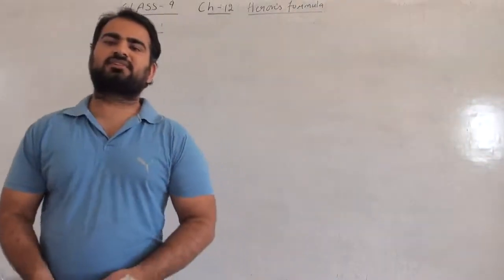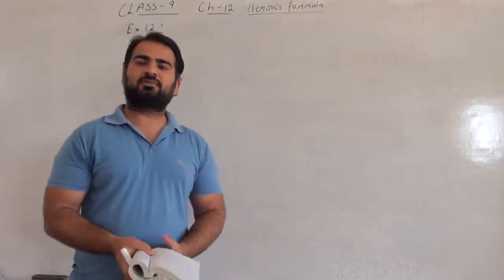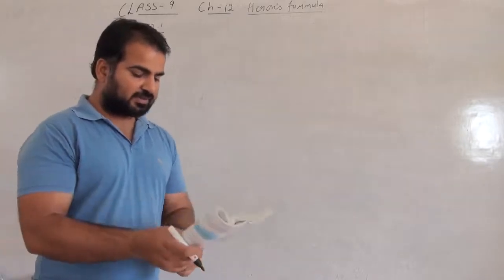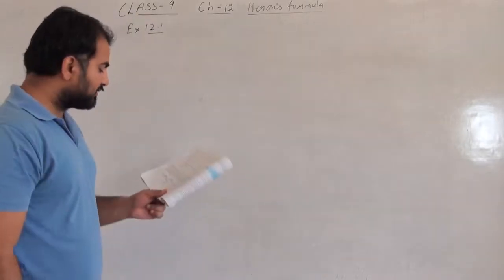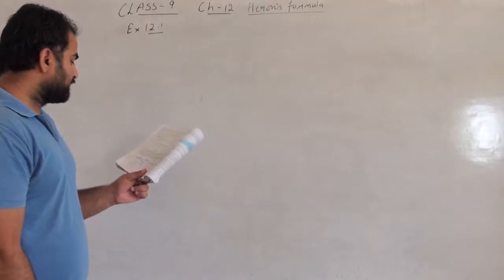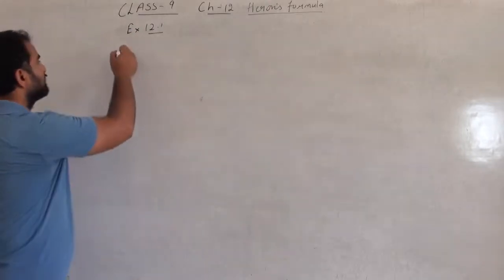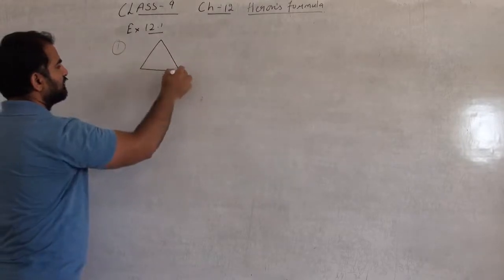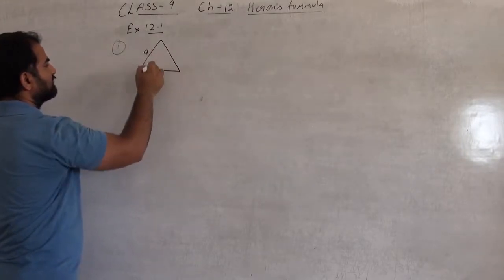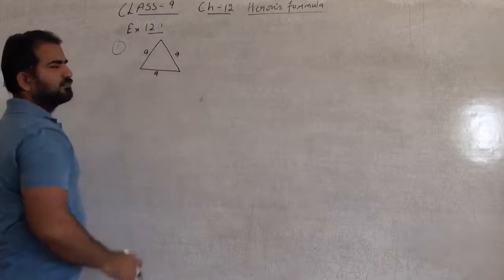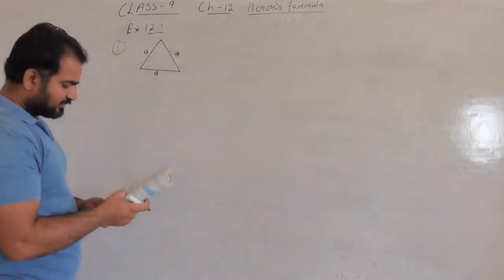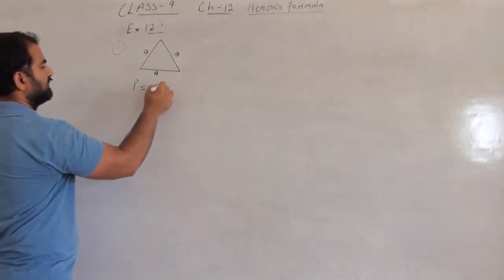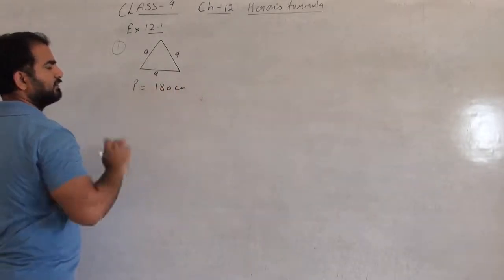Good time class. In this video we are going to solve exercise number 12.1. So question number 1 is a traffic signal indicating school ahead is an equilateral triangle with side A. So what we have to do is draw an equilateral triangle. Its side is A, so all the sides will be A and the given perimeter is 180 centimeter. So P equals 180 centimeter.